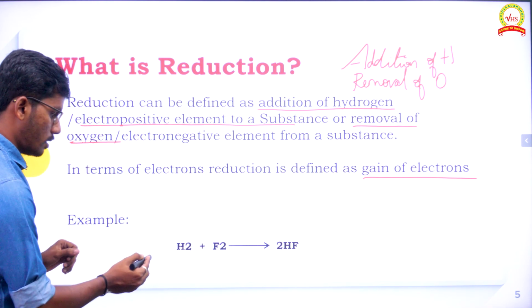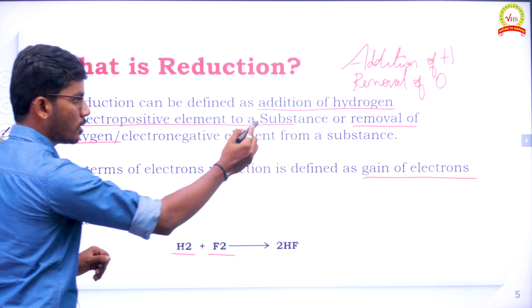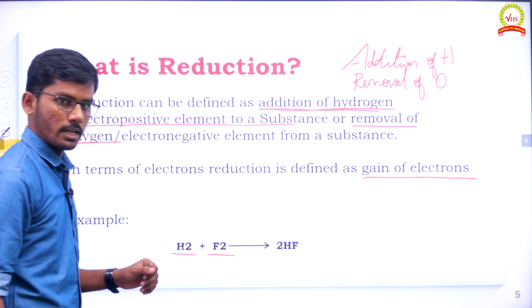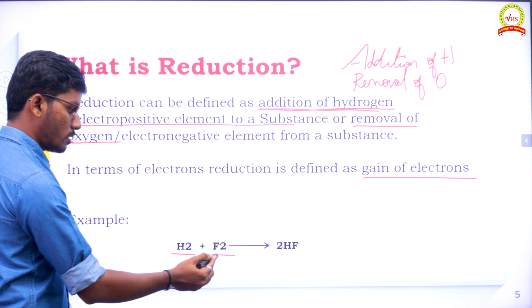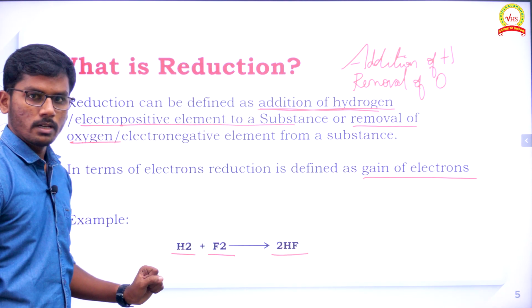We just see an example here. Hydrogen is added to fluorine. So addition of hydrogen, what do we call it as? Reduction reaction. So when hydrogen is added to fluorine, it produces hydrogen fluoride. So it is an example for reduction reaction.